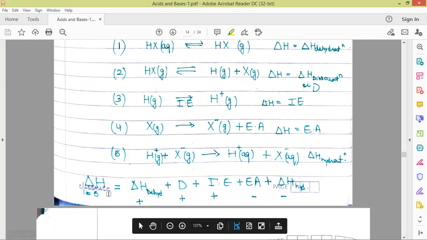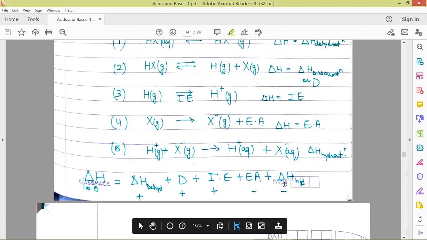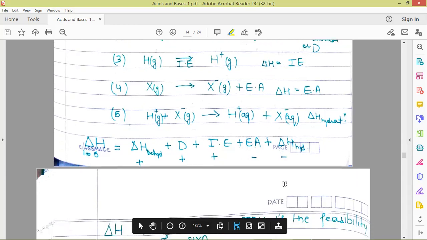So for the overall delta H, there are 5 types of energies involved: hydration energy, dissociation energy, ionization energy, electron affinity, and finally hydration energy. Out of these, the dissociation energy and the ionization energy are the energies required for these steps to follow, and these are given the positive sign. The others are energies released. So electron affinity is released, and hydration energy is also released, so these are given the negative sign here.